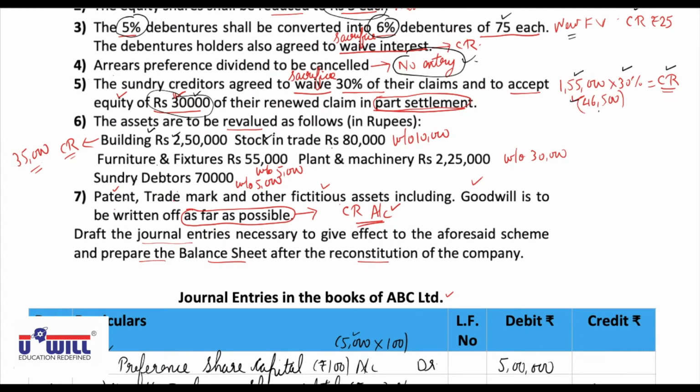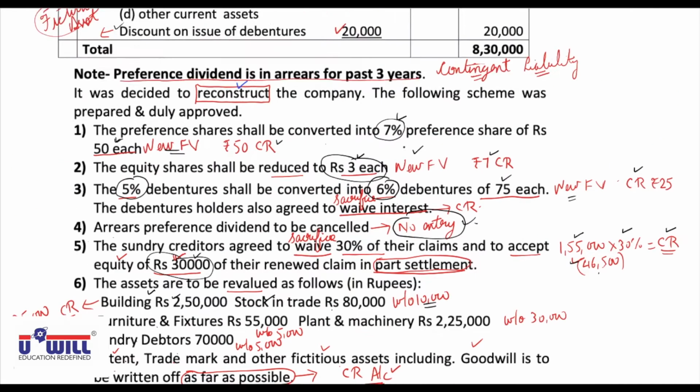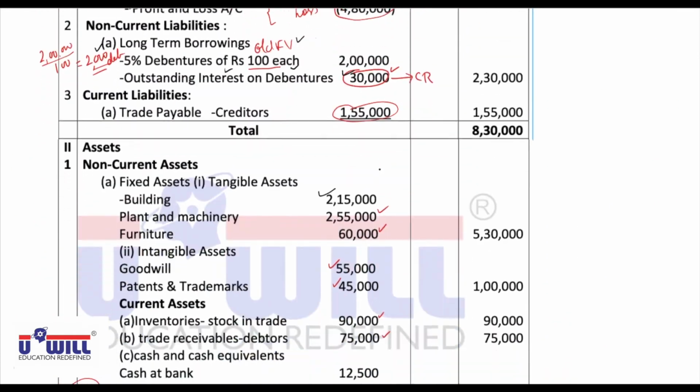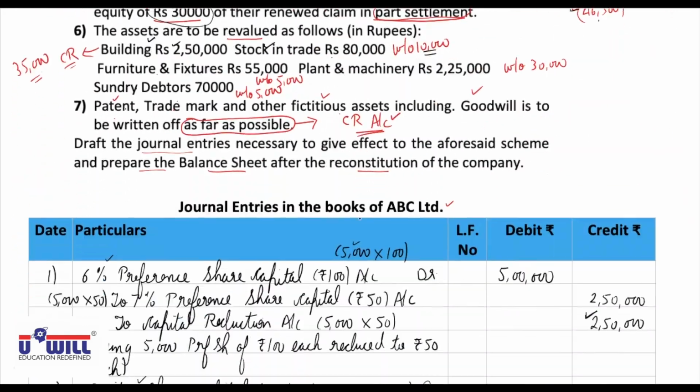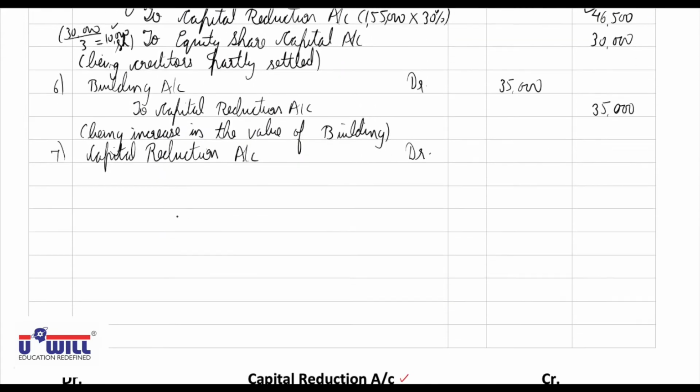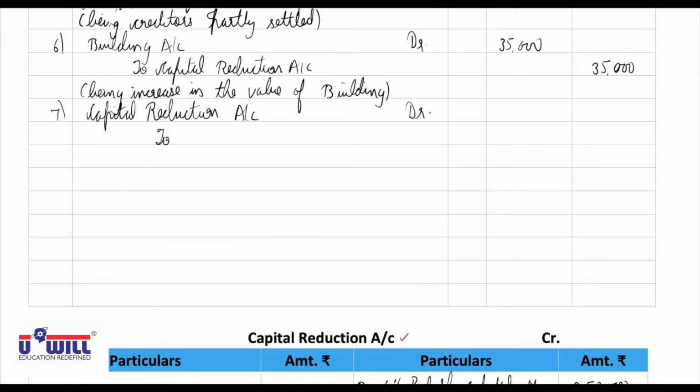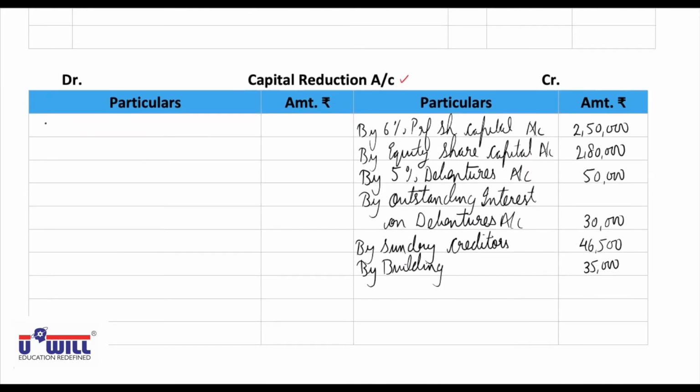So to stock in trade, as we discussed, we have to write off 10,000 because here the value of stock in trade is 90,000 and now it is valued at 80,000. So to stock in trade 10,000, you can simply write to stock account 10,000. Simultaneously all of you can keep doing the posting also. Capital reduction account debit side to stock account 10,000.